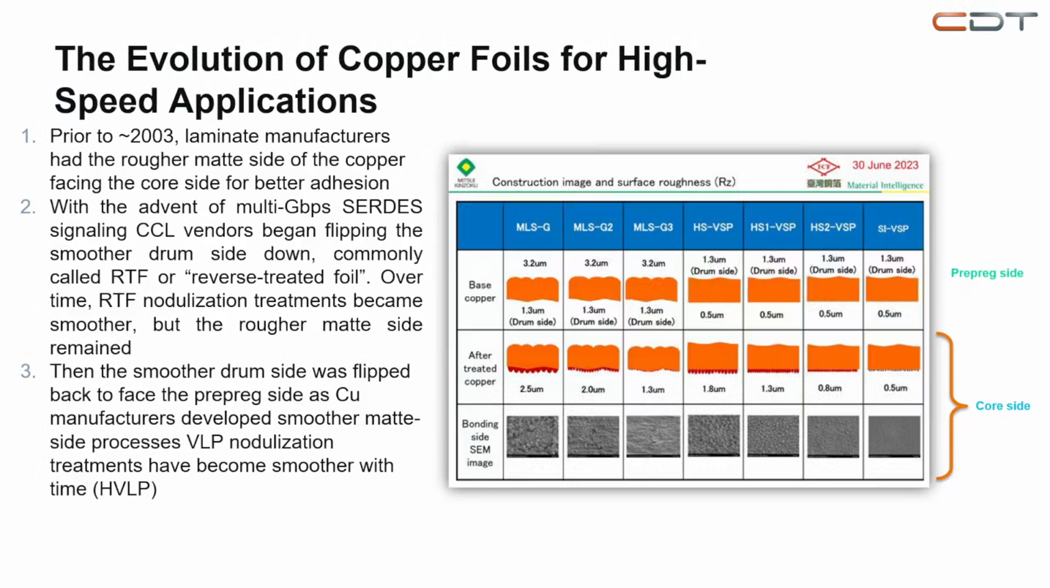The evolution of copper foils for high-speed applications. Back in times, up to 2003, laminate manufacturers had the rougher mud side of the copper facing the core side for better adhesion. When we started to create multi-gigabit SerDes networks, vendors began flipping the smoother drum side down, commonly called RTF or reverse treated foil. Over time it became smoother, but the rougher mud side still remained. And then the industry created the smoother drum side. It was flipped back to face the prepreg side as copper manufacturers developed smoother matte side processes, VLP nodulization, and this became HVLP.